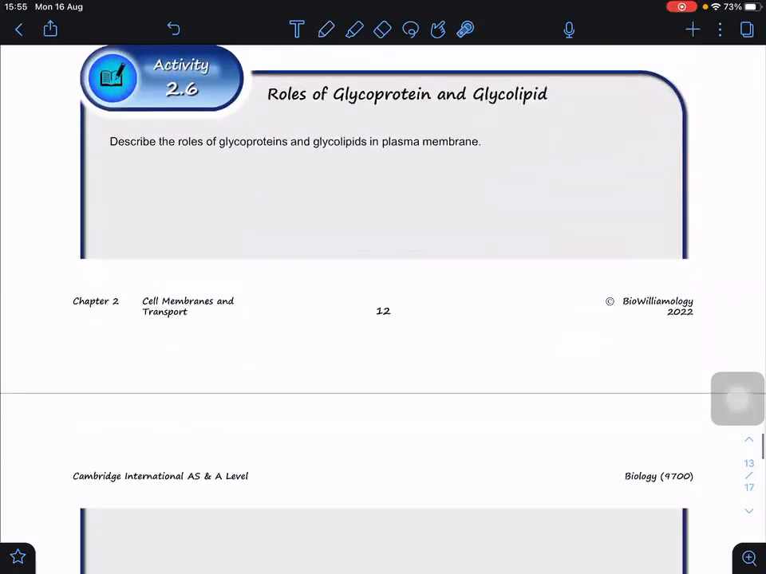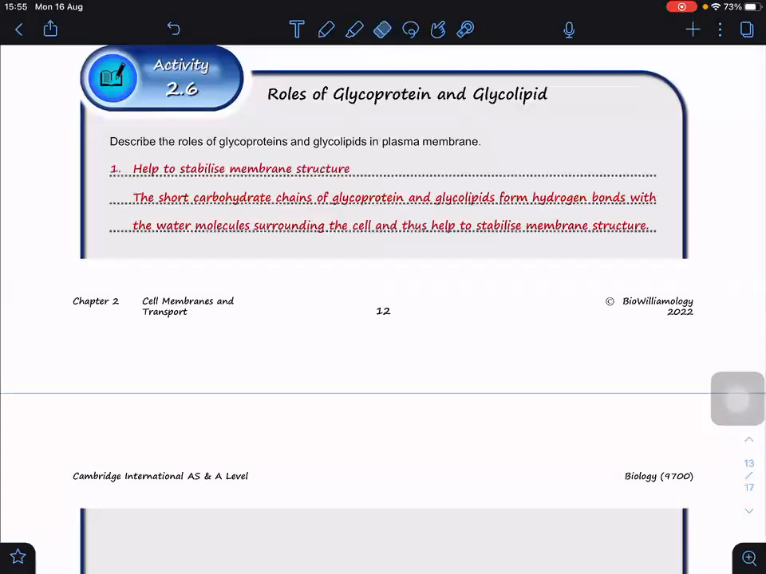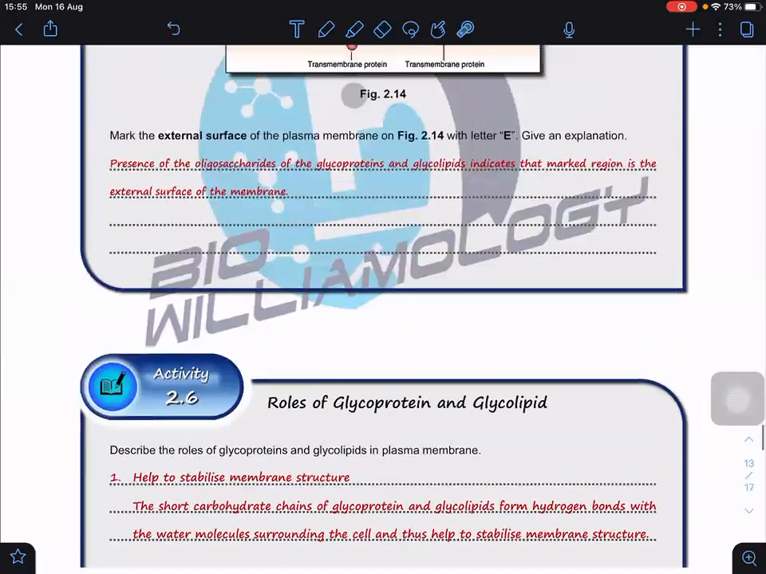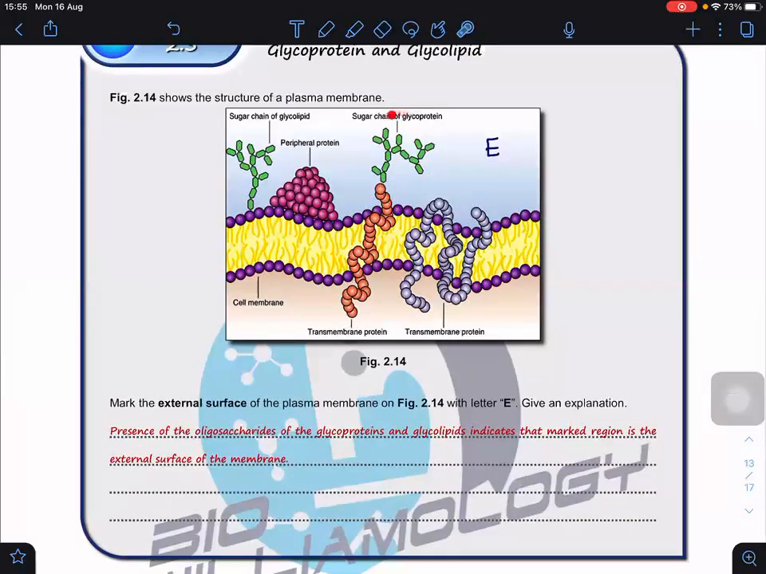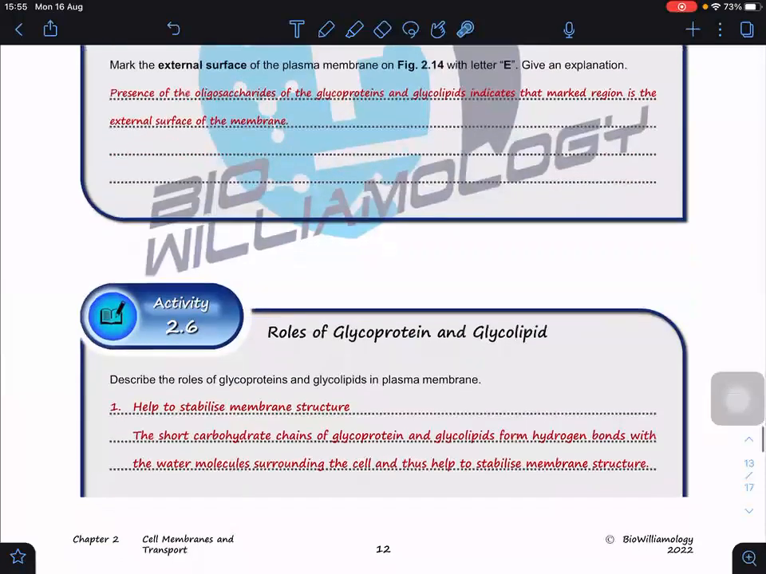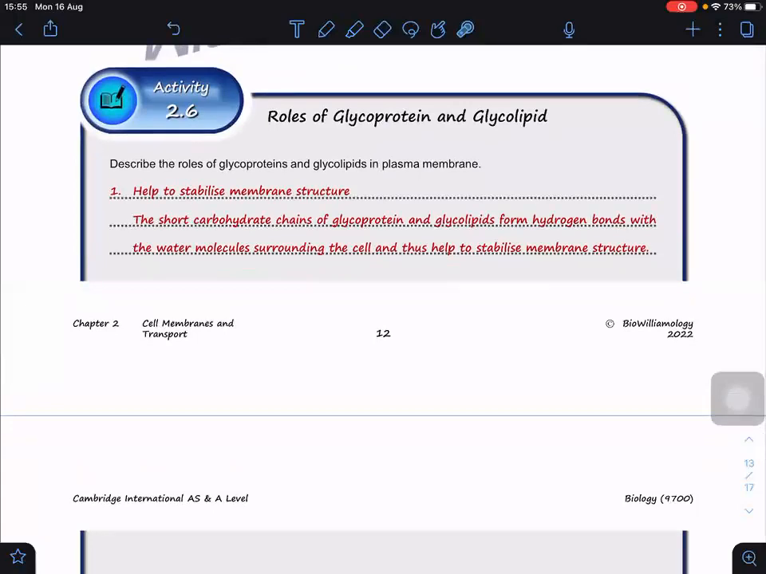So what are the roles of the glycolipids and glycoproteins? First we know that it is for cell recognition, right? But they do have other functions. First of all, they help to stabilize the membrane structure. Because these short fragments of carbohydrates can interact with water molecules, making the membrane more stable, which means less energy is needed in this case. So they help to stabilize the membrane structure.